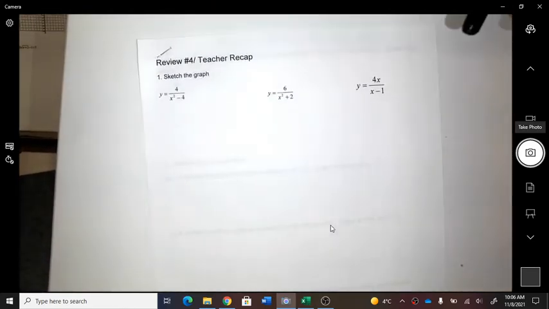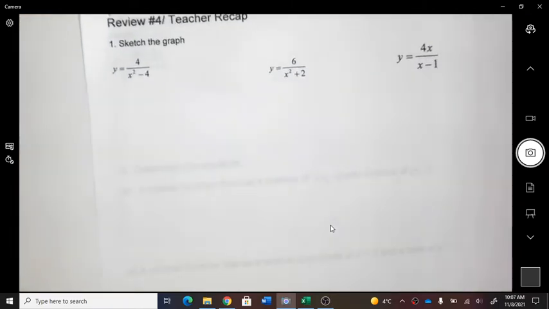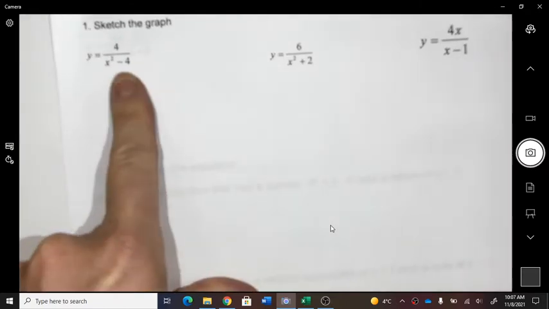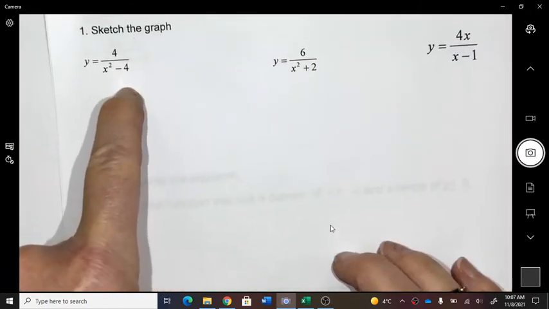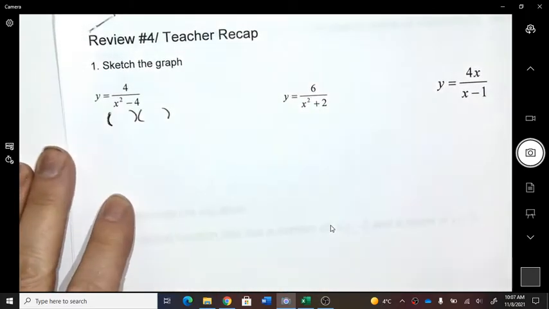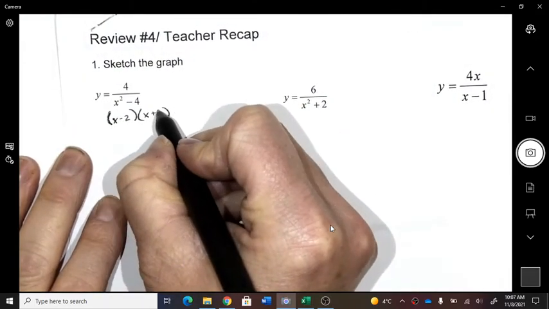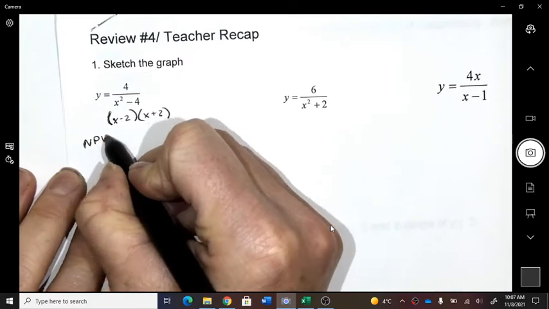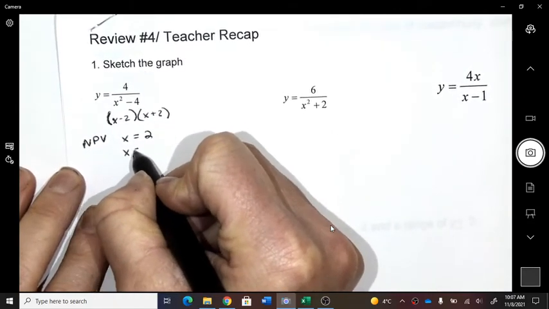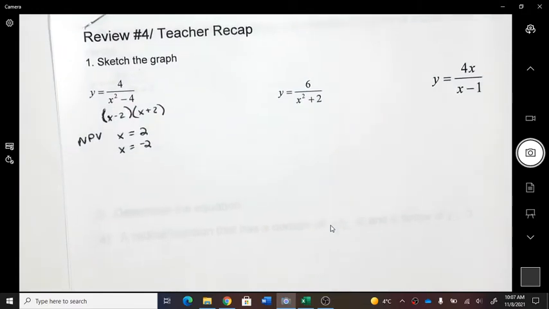Okay, rational graphs. So we're going to analyze the non-permitted values first. I'm worried about the bottom being 0, so I'm going to do some work here. I'm going to factor this bottom here. It's a difference of squares, so x minus 2 plus 2. Okay, so my non-permitted values are 2 and negative 2 for x.